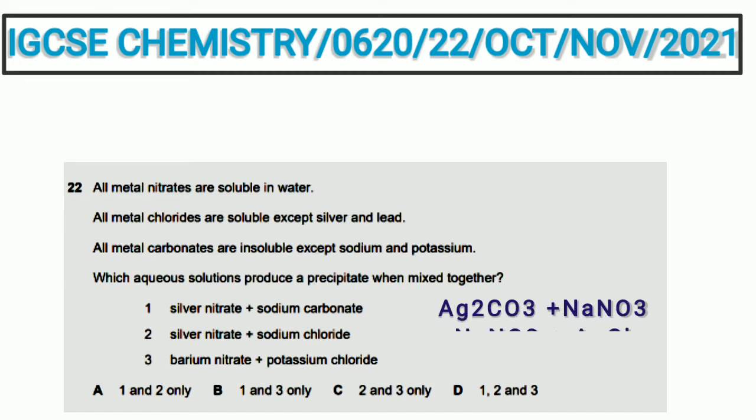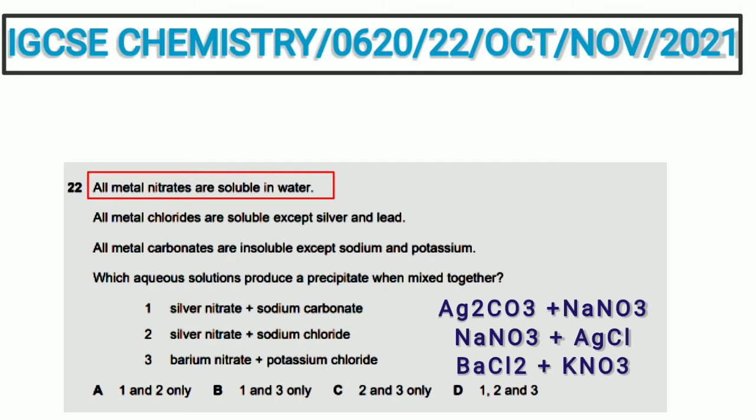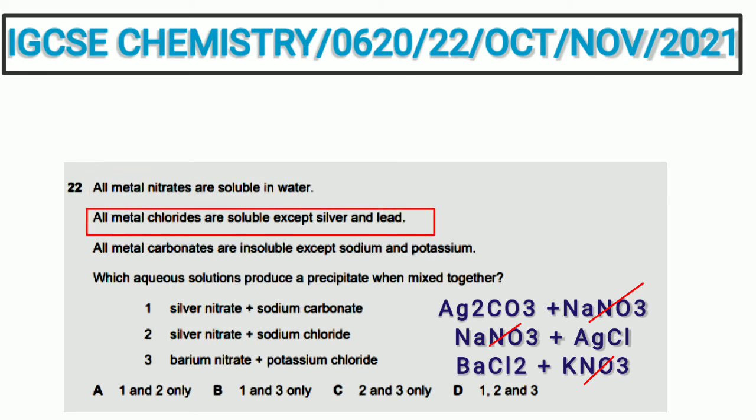Silver nitrate and sodium chloride will form sodium nitrate and silver chloride. Barium nitrate and potassium chloride will form barium chloride and potassium nitrate. So here it is given that all nitrates are soluble in water and we want insoluble. Precipitate means insoluble. So we will first strike off nitrate. Statement about metal chlorides is that all are soluble except silver and lead. So silver chloride formed in the second equation will not be soluble, that is it will be a precipitate.